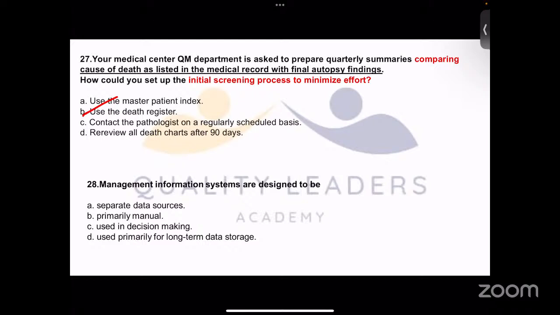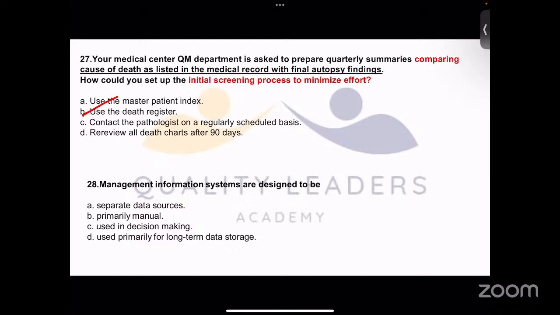Any answer here? Why do we use management information system, by the way? This is to store data sources and also to serve as primary manual records. And this also serves as primary long-term data storage. Okay, and to assist in decision making. So what is the purpose of information management?